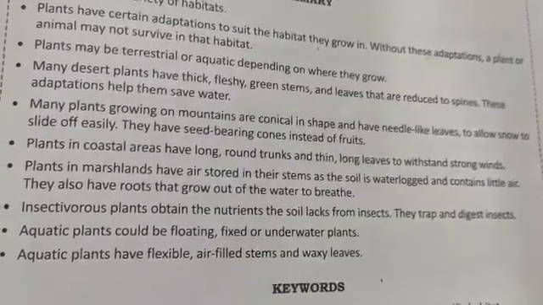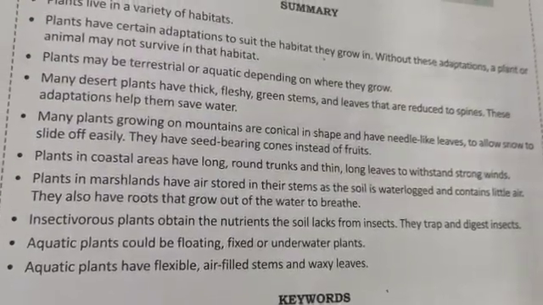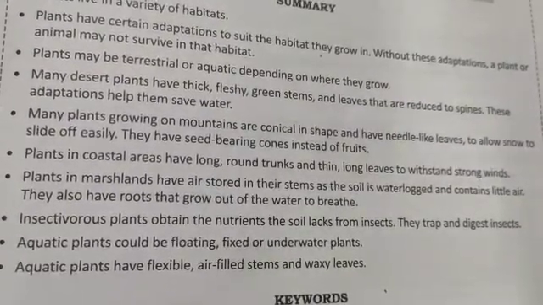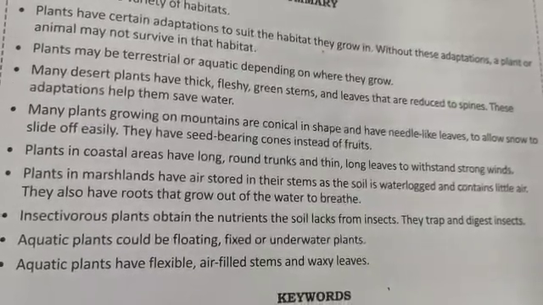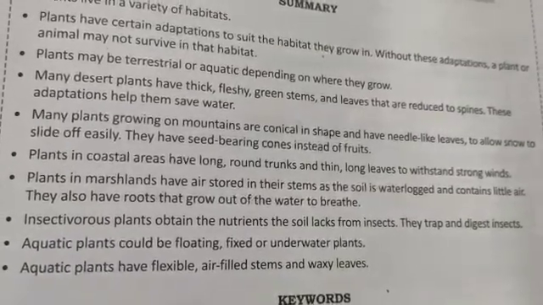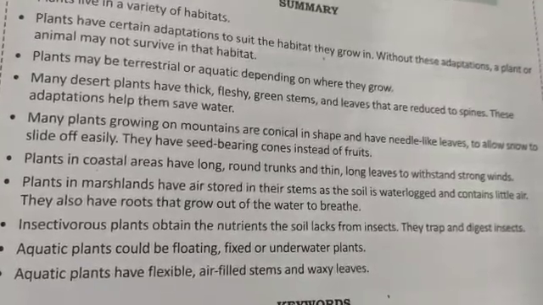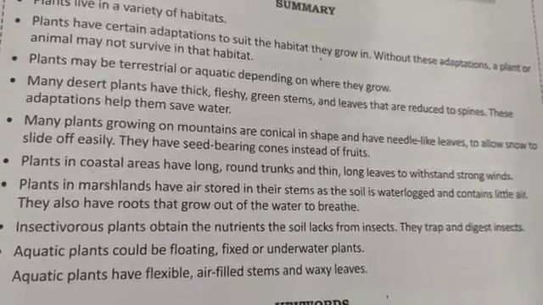Aquatic plants could be floating, fixed or underwater plants. They are the three types of plants that grow in water. Aquatic plants have flexible, air-filled stems and waxy leaves so that the leaves do not get rotten, and they are flexible so that they can move. They do not break up. So, I hope you are now remembering the chapter.